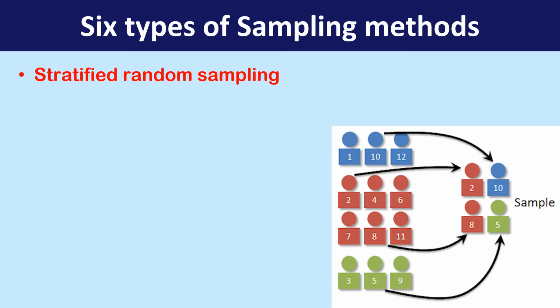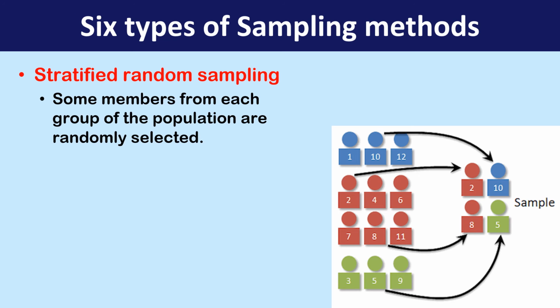This is known as stratified random sampling. I want you to look at the method. It is not the cluster situation. It has its own grouping, and from that we have a random person picked from each row. So that should give you a little bit of a pictorial idea. Stratified random sampling basically means some members from each group of the population are randomly selected.